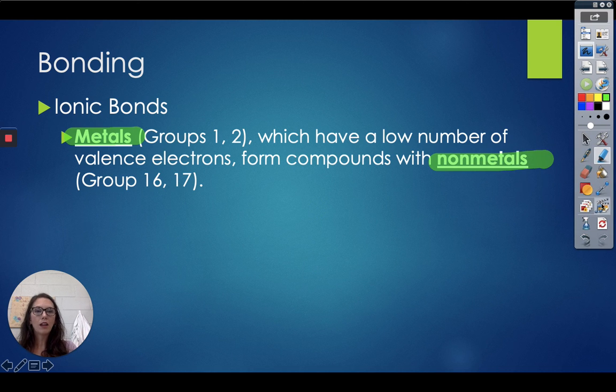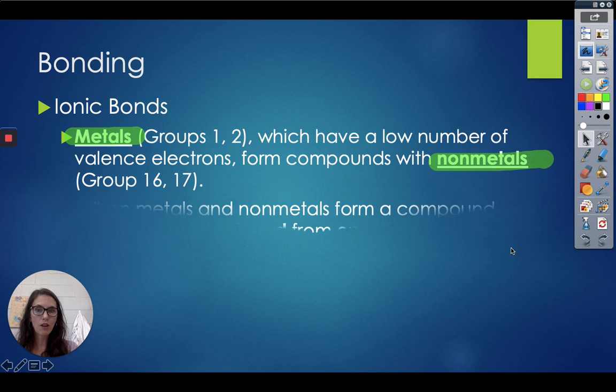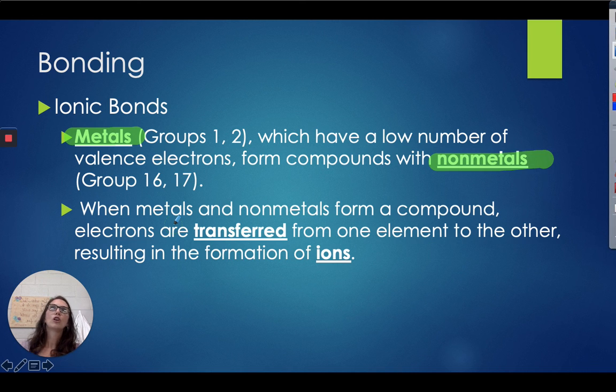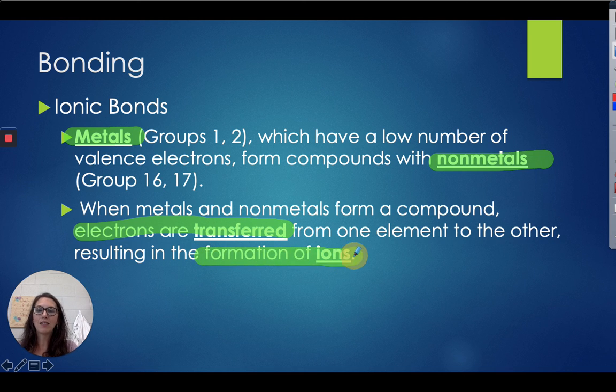Now, with ionic bonds, the bonding that occurs happens because of transfer of electrons. So you're going to see that metals are going to give electrons away. They're going to give 1 or 2 electrons to the nonmetal, and then the nonmetal takes on those electrons. So it's all about the transfer of electrons. So electrons are transferred from one element to the other, and this forms ions. Now, ions are atoms with a charge.